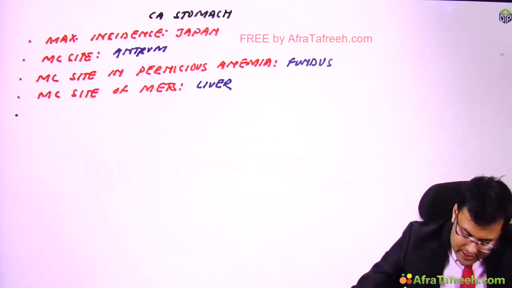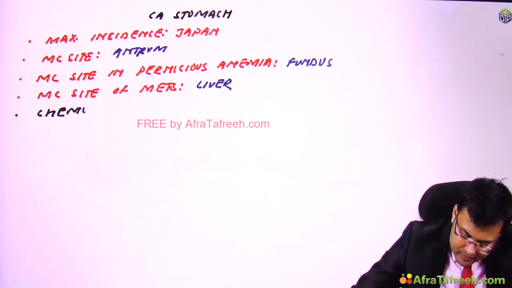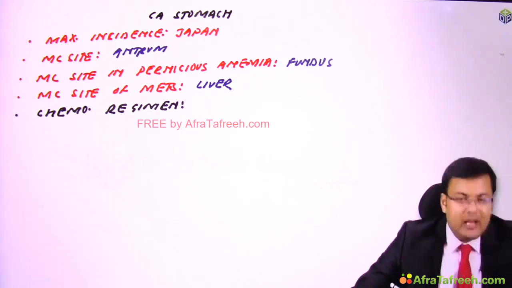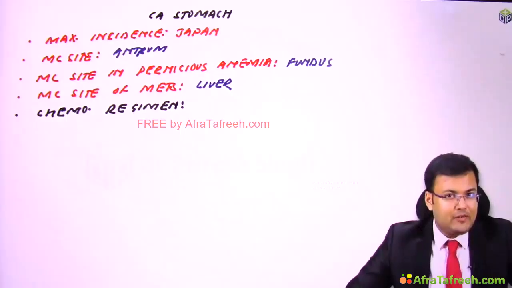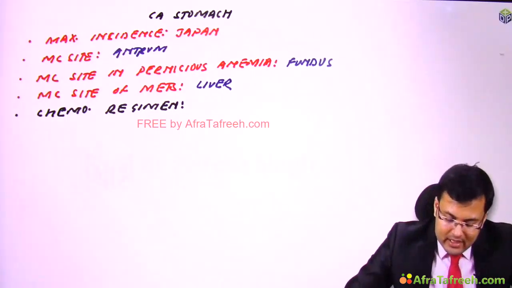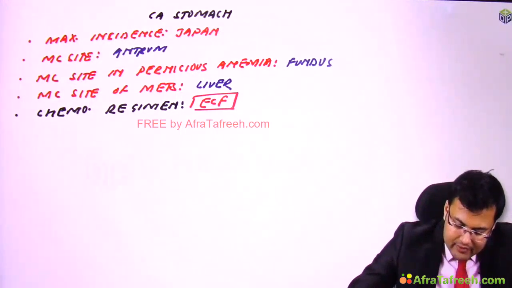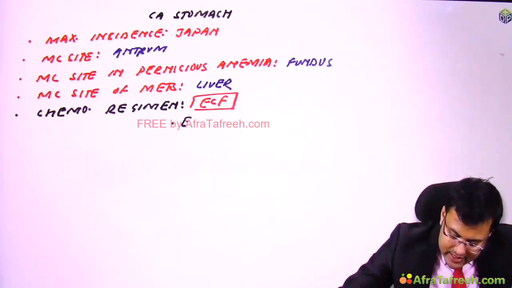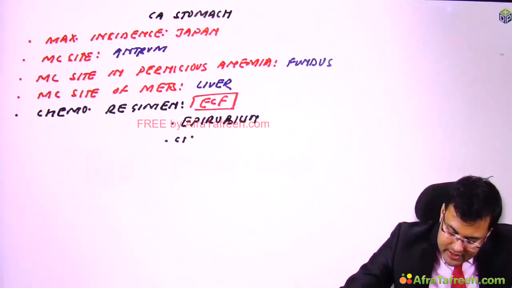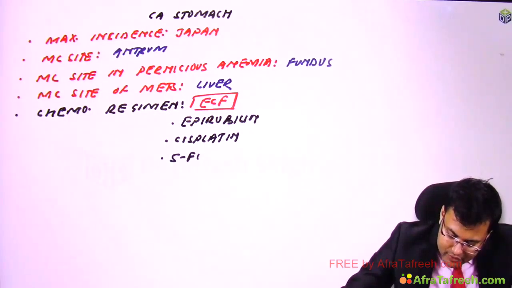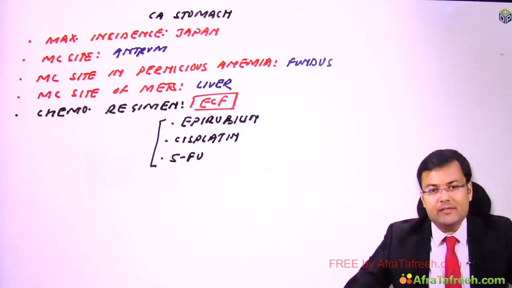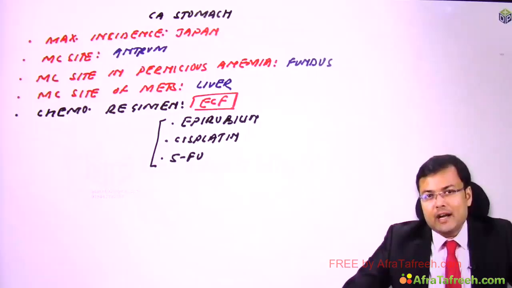The chemotherapy regimen is the same as esophagus. And I told you, in carcinoma esophagus and in carcinoma stomach, the regimen is ECF. E is epirubicin, C is cisplatin, and F is 5-fluorouracil. So it's ECF: epirubicin, cisplatin, 5-fluorouracil.